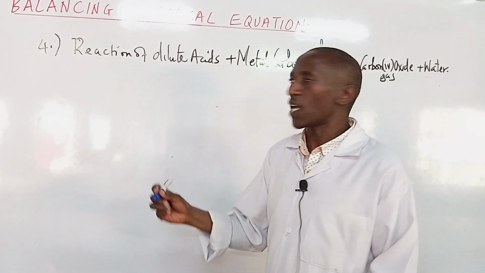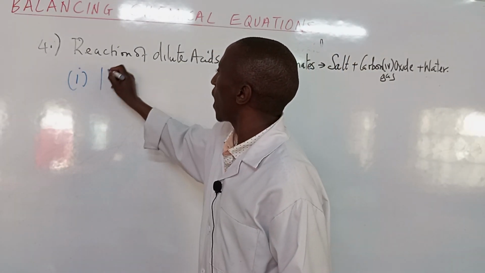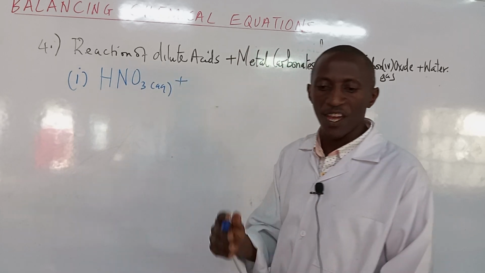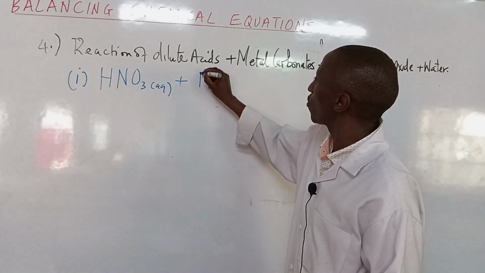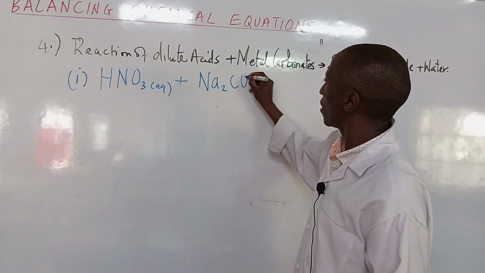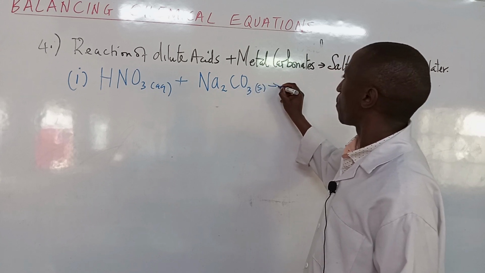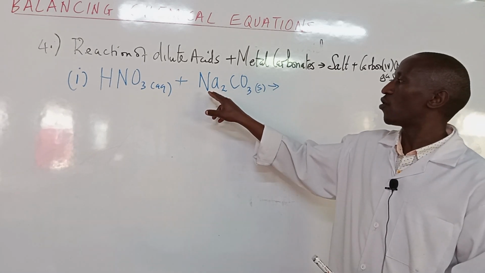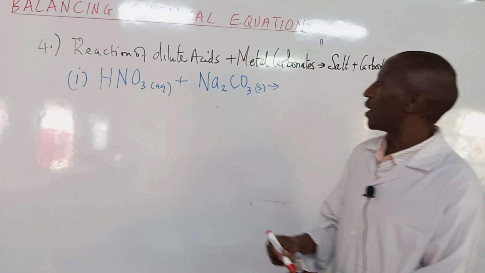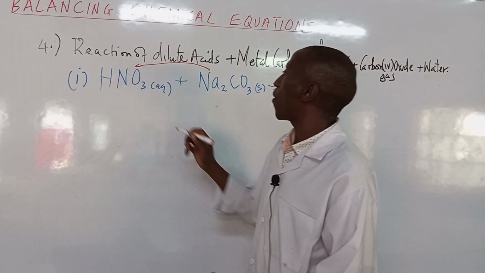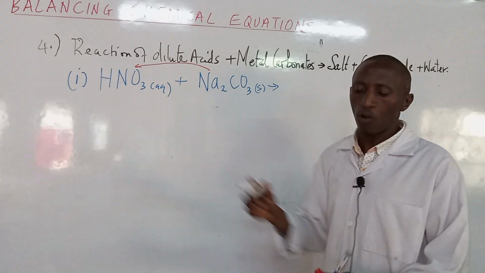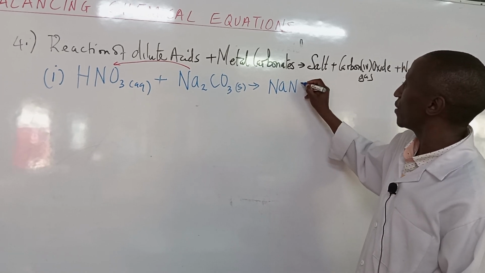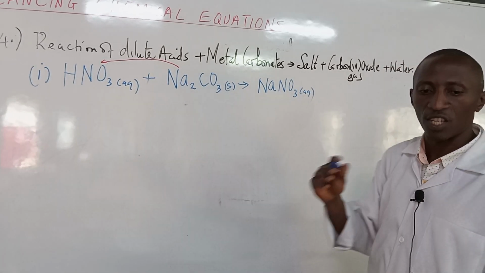Take, for example, a dilute acid like nitric acid, reacting with a very common metal carbonate, sodium carbonate, in solid form. We generate the salt. The salt will definitely be a salt of sodium. So we find that salt is going to be formed after sodium takes on the nitrate, and that gives us sodium nitrate, which is soluble. All nitrates are soluble.